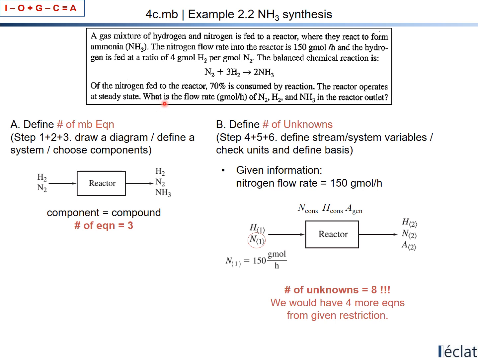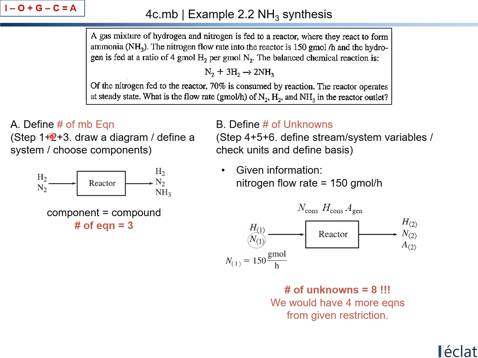What is the flow? Oh, here is the question. What is the flow rate? The gram mole per hour, the same unit. So it would be better to use this unit for the material balance equations of nitrogen, hydrogen, and ammonia in the reactor outlet. So that's it.